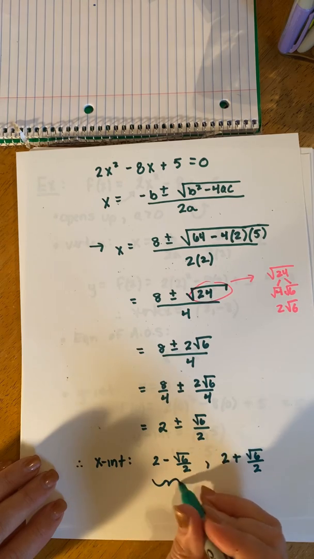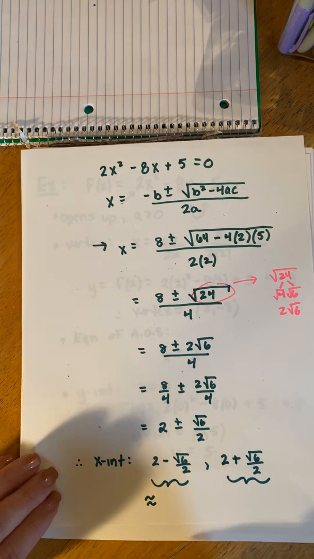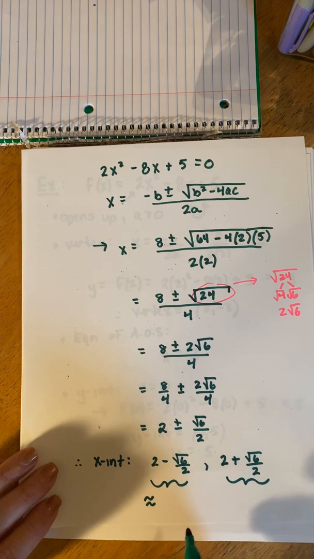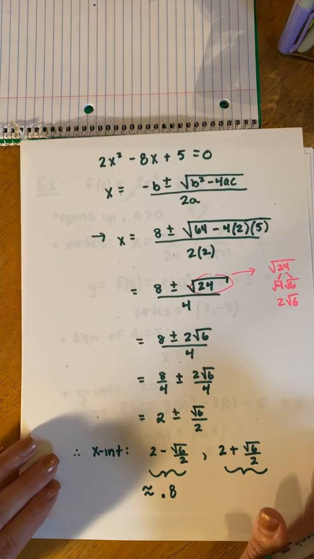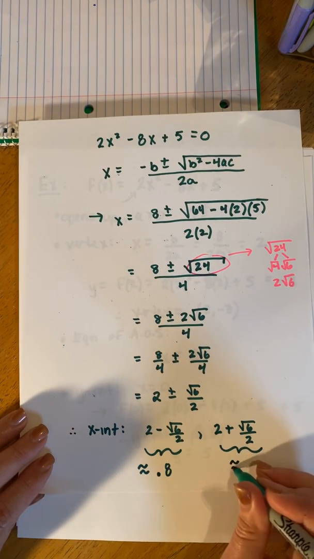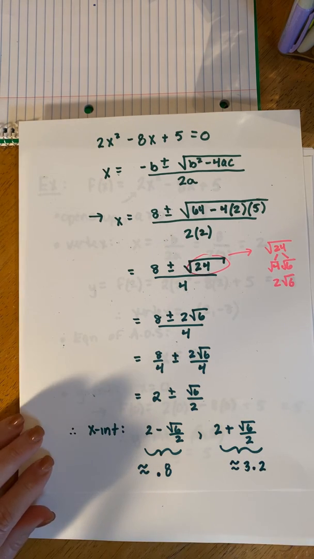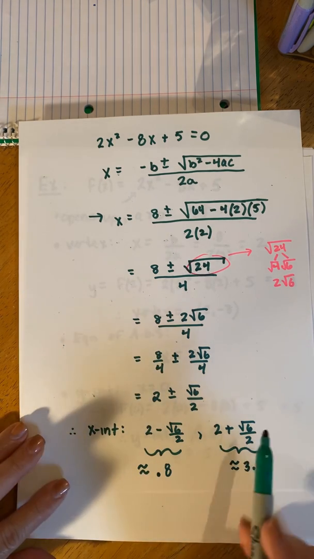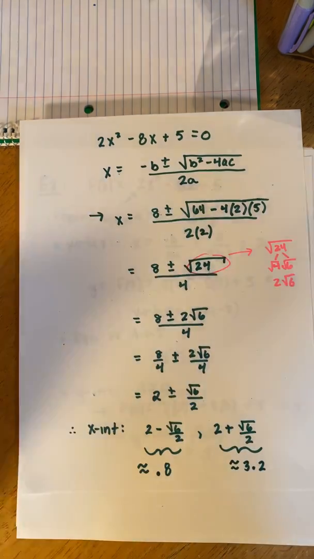So now these are tough to plot. So this is when you're going to pull out your calculator. You're going to do 2 minus the square root of 6 over 2. And if you do this correctly, this is about equal to 0.8. One place after the decimal is sufficient for graphing purposes. And for the other, if you plug this into your calculator, you should get about 3.2. So my x-intercepts are (0.8, 0) and (3.2-ish, 0).